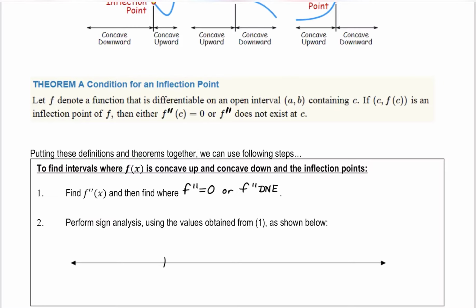So let's say that we found a couple of values from up here where the second derivative was equal to 0 or didn't exist. Let's say we found one at x equals a, and then a little further down the line, let's say we have another value at x equals b.